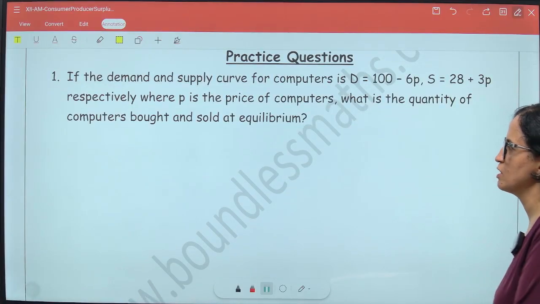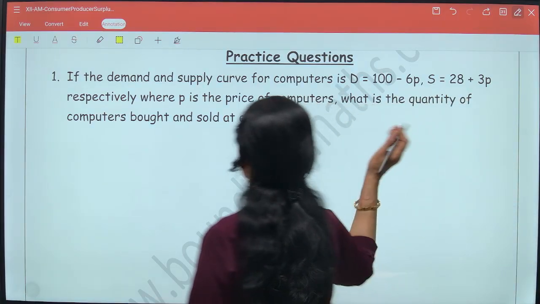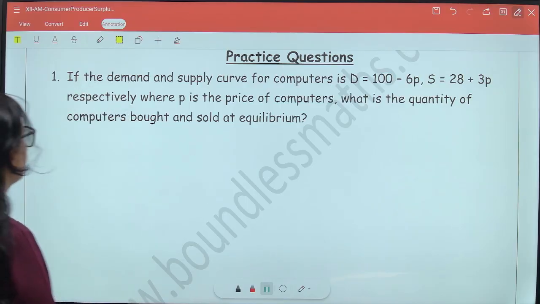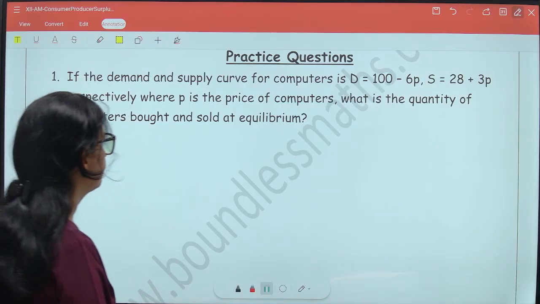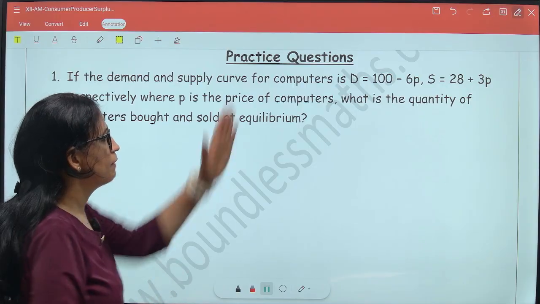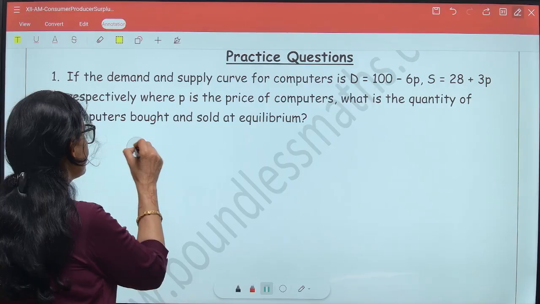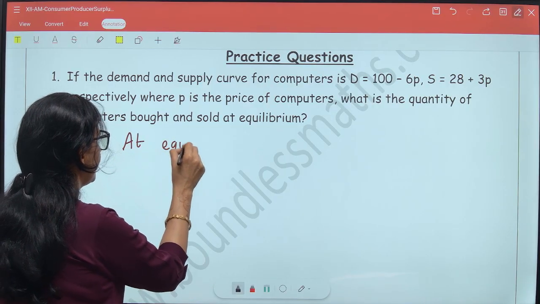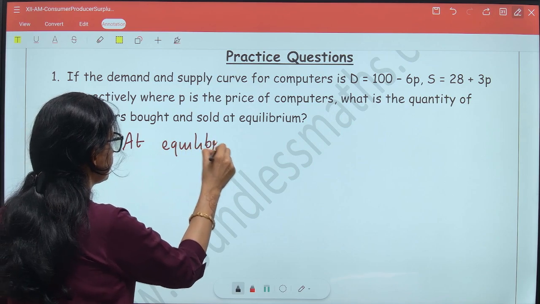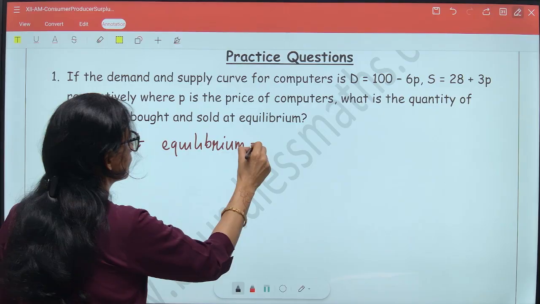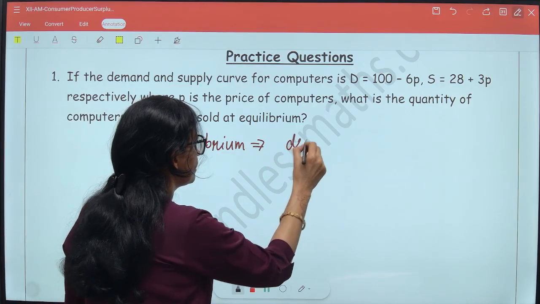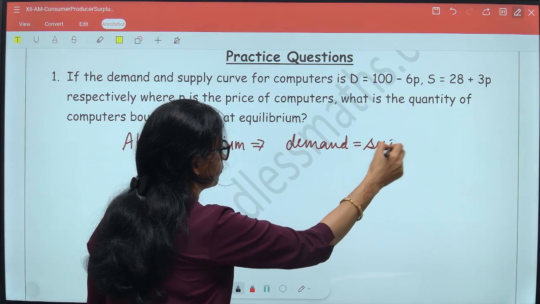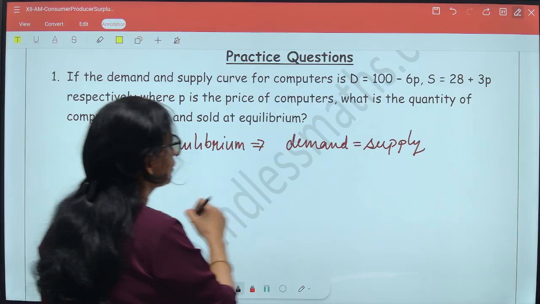The first question is, if the demand and supply curve for computers is given to you, where P is the price, what is the quantity of computers bought and sold at equilibrium? Now at equilibrium, the demand becomes equal to supply. So you need to write all the steps when you are solving any question. So you will write at equilibrium, demand is equal to supply. So let's equate the 2 functions given here.